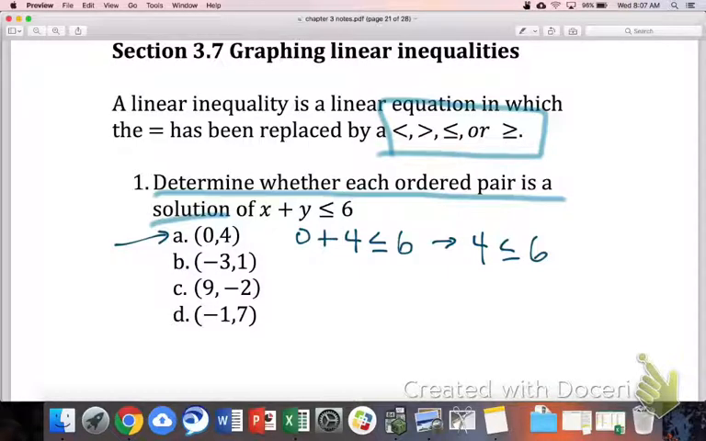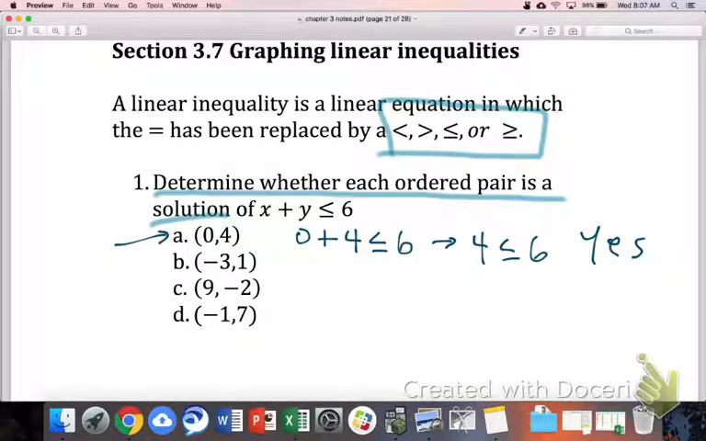Yes, that is true. Sometimes people get hung up and say, but it's not equal to 6. Keep in mind that the word is not less than and equal to. We don't have to fulfill both of those. Both of those don't have to be true. It's less than or equal to. And 4 is less than 6, right? And so 4 is less than or equal to 6. So why don't you try B, C, and D real quick. See if you can determine whether those points are also solutions. The answer to letter A is yes. Let's see if you can figure it out for B, C, and D.